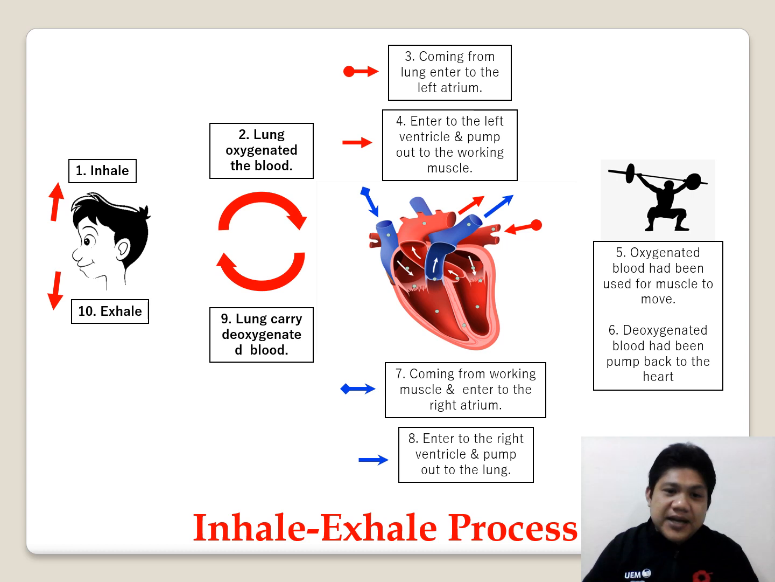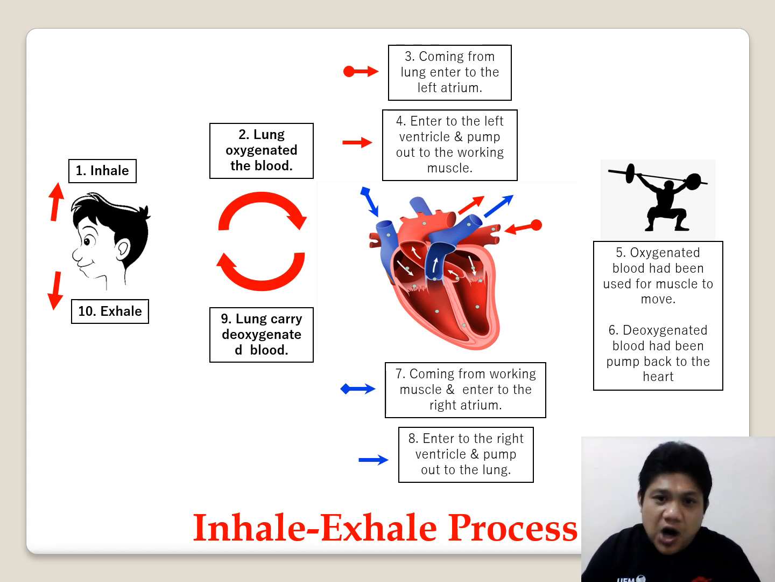This is about the inhale and exhale process. First process, when we inhale, we go to the second process. During the inhalation, the lungs oxygenate the blood. That's the second process. And then for the third process, the blood comes from the lung and enters the left atrium. And for the fourth process, it enters the left ventricle and is pumped out to the working muscle.